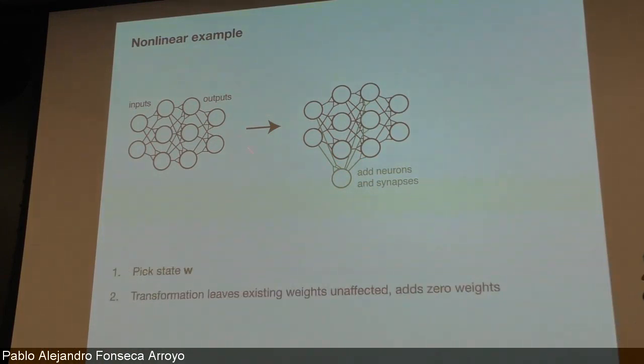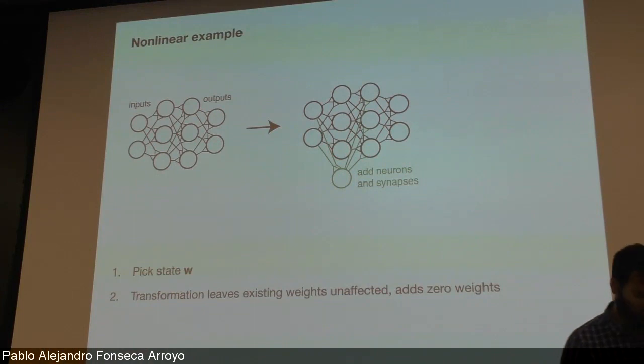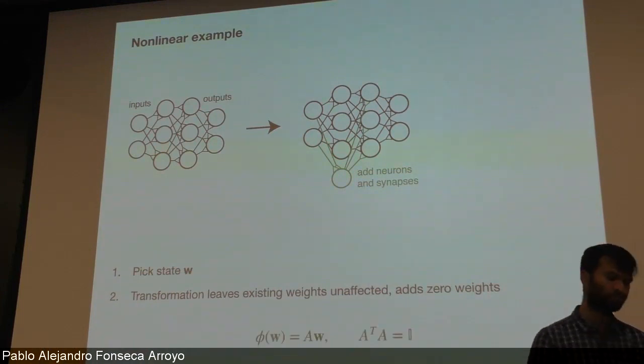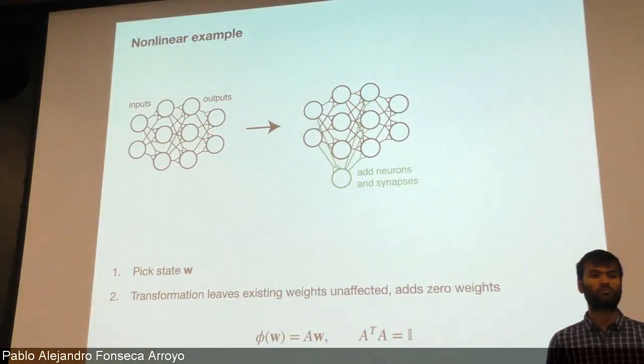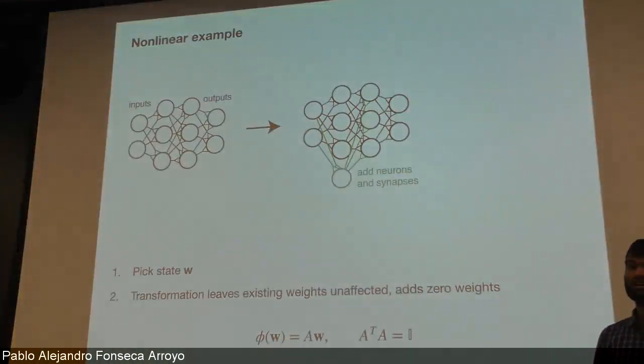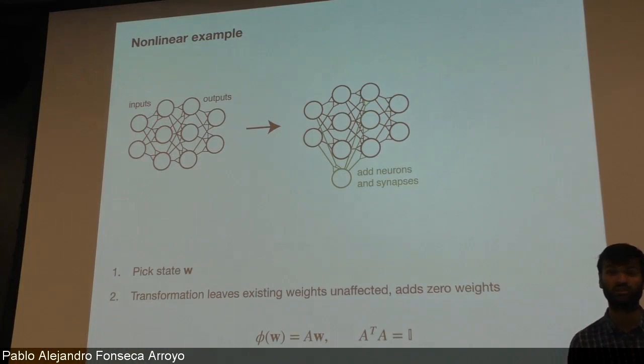Okay, so as before, I'm going to pick an arbitrary weight vector, a neural network state W. As I said, my transformation is going to just add 0 weight, so it's going to add a neuron with ghost synapses. Now if I think about a representation of this mapping, if I take a weight here, it's basically going to be the identity transformation on the existing weights, so it's going to be a 1, or it's going to add a new 0.